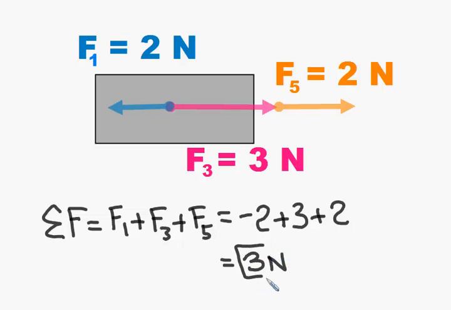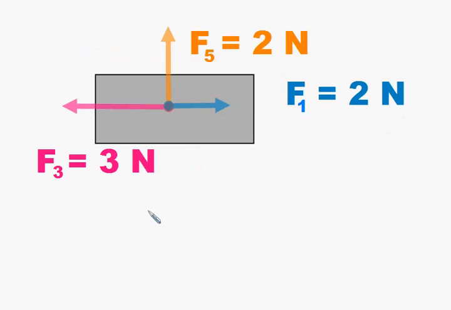And it's positive. The net force is 3 newtons, which means the pink and orange forces to the right are more than the blue force to the left. So when I add it all together, it's like a tug of war, and the ones pulling to the right, the positive direction, win by 3 newtons.